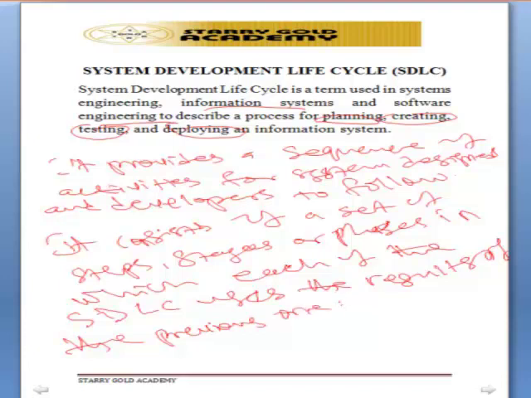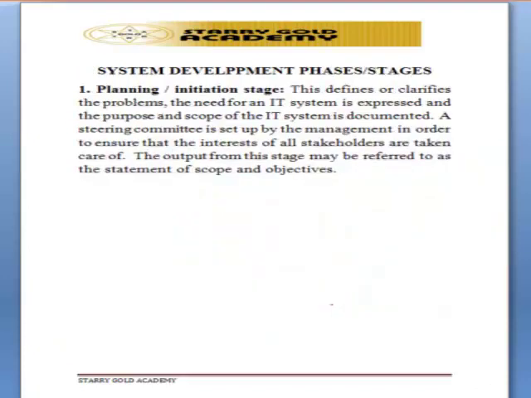So what you are saying now is this: if you want to develop a new system, there are some stages that you will need to follow. So one stage after the other, and the results of one stage will be used by the second stage, which means that a subsequent stage will use the result of the previous stage. Now, system development phases or stages.